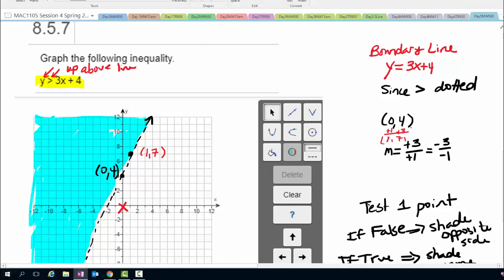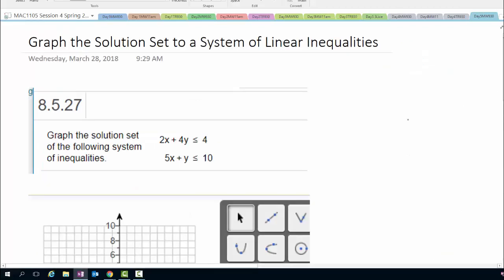But remember, that wasn't our goal for today. Our goal for today is to get all the way to graphing the solution set to a system of inequalities, which means that there's more than one inequality that has to be true in the system. Okay? All right, so here we're being asked to graph the solution set to the system of inequalities, and we have two inequalities.